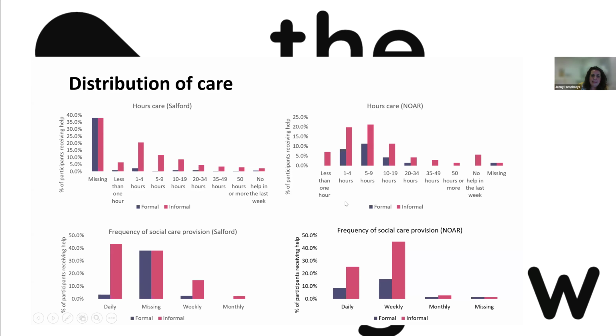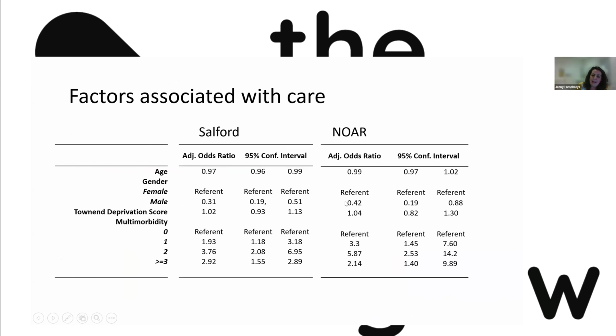So next slide, please. In terms of our regression model, the key finding here is that patients who had more than one long-term condition alongside their musculoskeletal disease were significantly more likely to require care, either formally or informally.